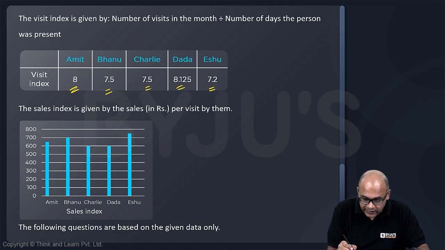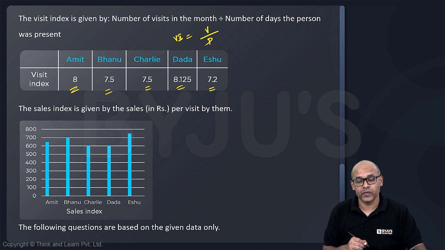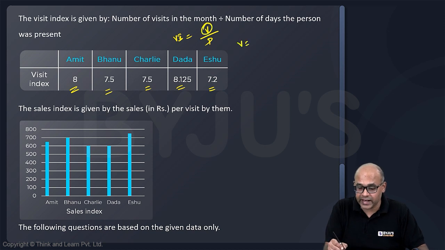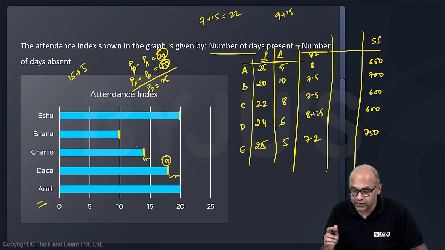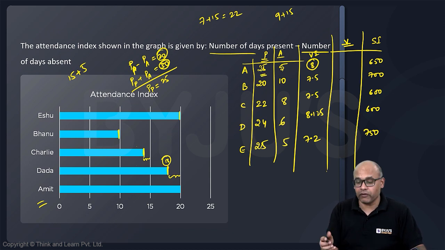The sales index is given by this. The visit index, so what is visit index? Visit index is visits in the month divided by the number of days the person was present. Which means the number of visits I can get by taking visit index into the number of days present. So I can do that first. I will find the number of visits. So I can take visit index and multiply it by 25. So 8 into 25, 200 visits this person did.